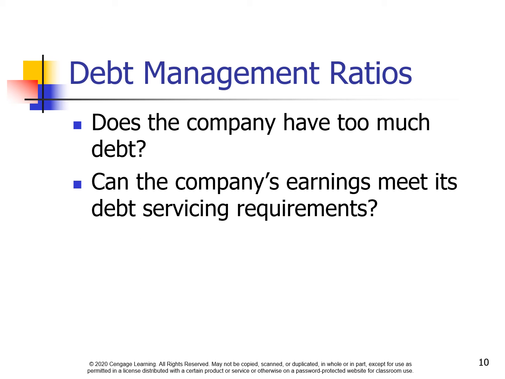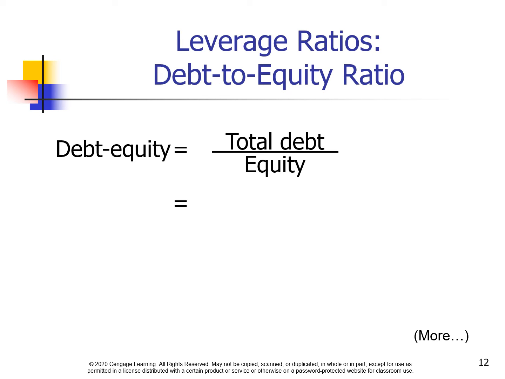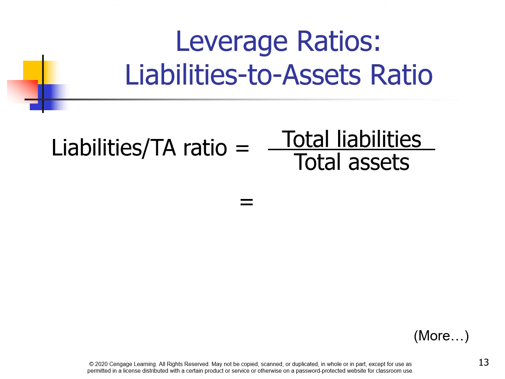Debt management ratios. They measure whether the company has too much debt. Can the company's earnings meet its debt servicing requirements? Debt ratios include leverage ratios. The debt ratio is the total debt divided by total assets. The debt to equity ratio is total debt divided by total equity. The liability to assets ratio is the total liabilities divided by total assets.